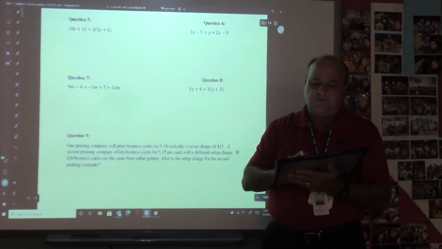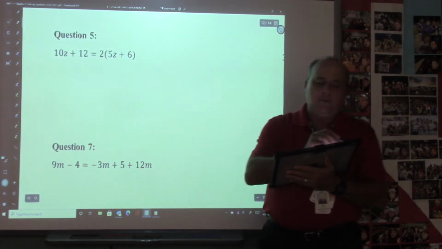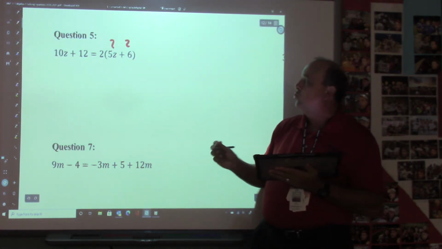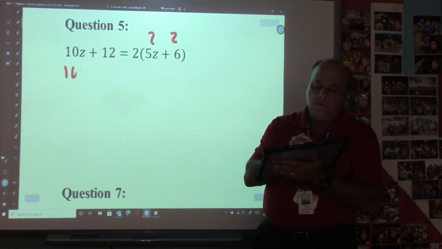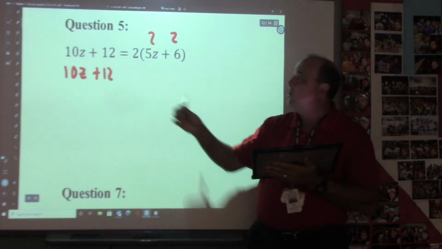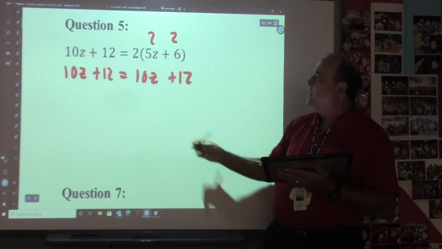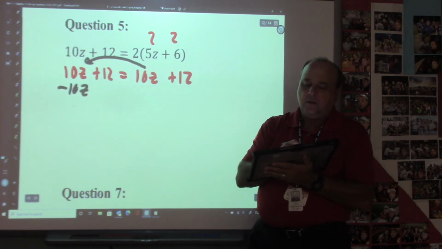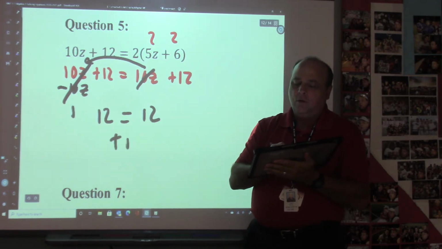Okay, question number 5. This is so much fun. Question number 5, we're going to move our Bluebell truck, which is the 2. So I'm going to distribute the 2. Let me zoom in more so you can see better. So we're going to have 10z plus 12 equals 2 times 5 is 10z plus 12 again, aren't I? So if I move this 10z to the left, what's going to happen to my z's? They cancel out, right? So I'm going to get 12 equals 12. That's true. Since it's true, all real numbers.